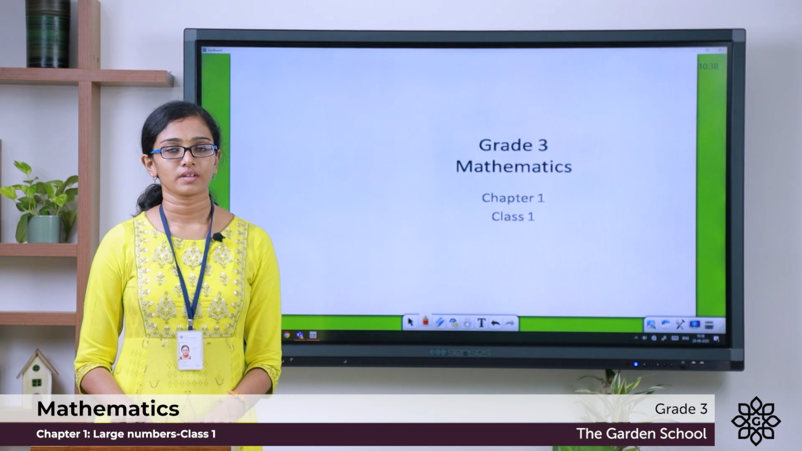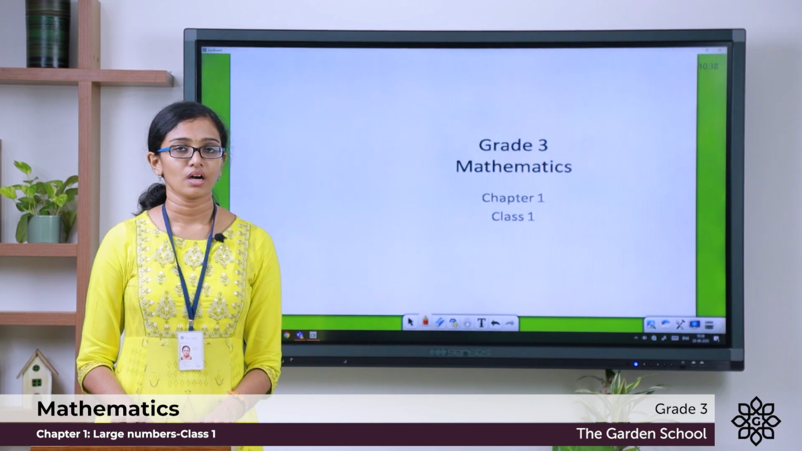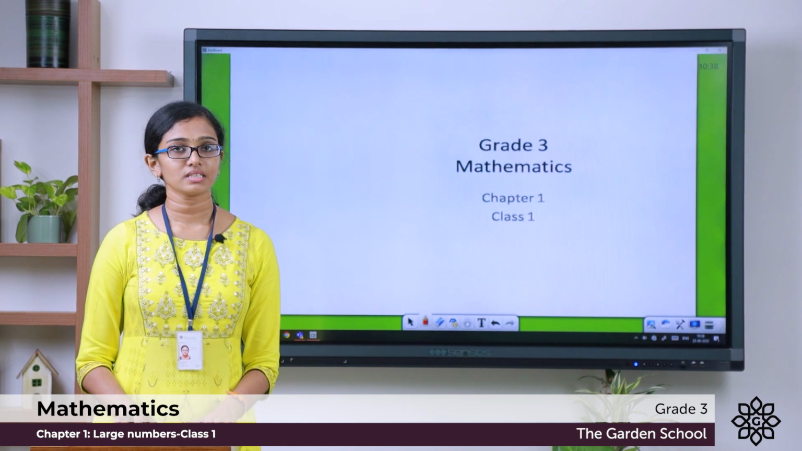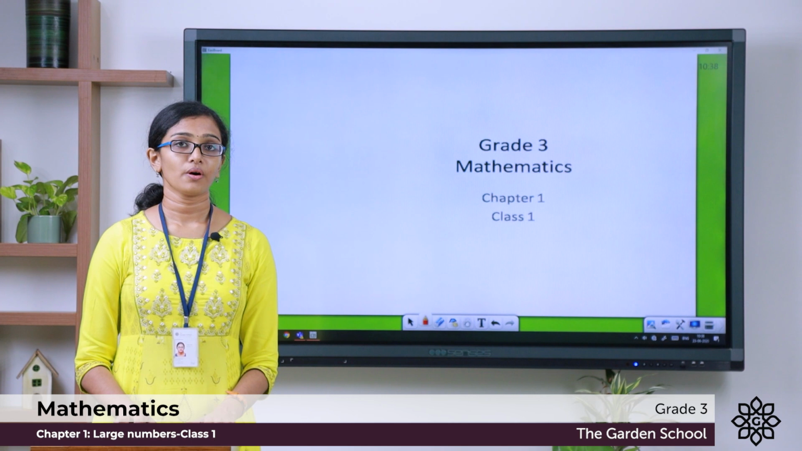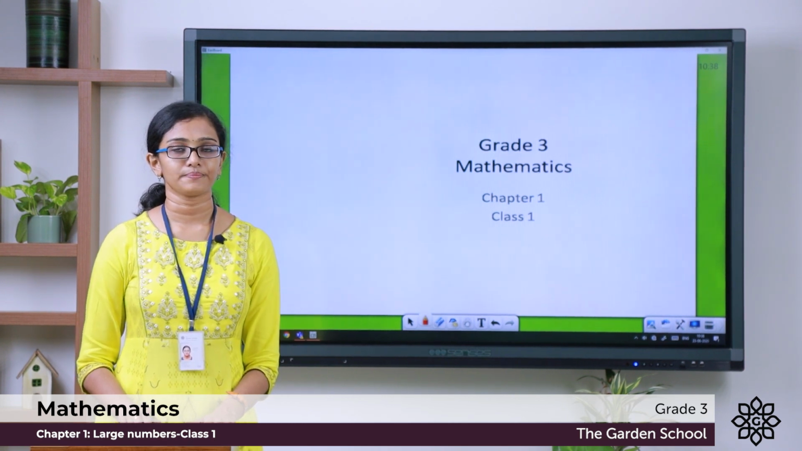So let's begin. So far we have learned about 1-digit, 2-digit and 3-digit numbers in your lower classes. All of you, please write the smallest and largest 1-digit, 2-digit and 3-digit numbers in your notebook. You can pause the video. Once you are done with it, you can come back and play the video again.